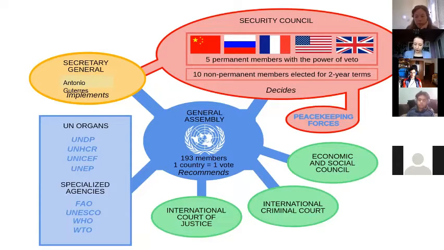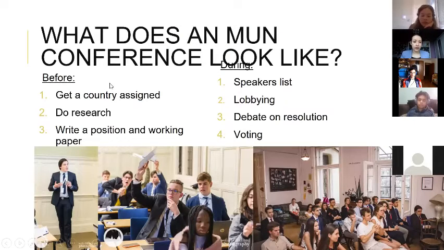When you get your country, topic and committee, you need to conduct your research. And now I would like to talk about how an MUN conference looks like, because the whole aim of MUN, or at least most people who are doing MUN, is to go to conferences where you can use all the practice that you have done in MUN. So how does a conference look like? Firstly, you get a country assigned. This I just talked about, and then you do your research.